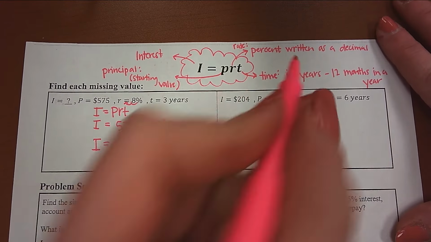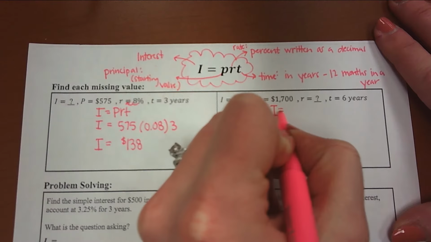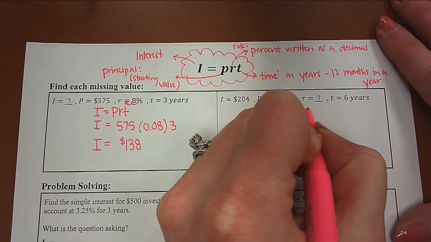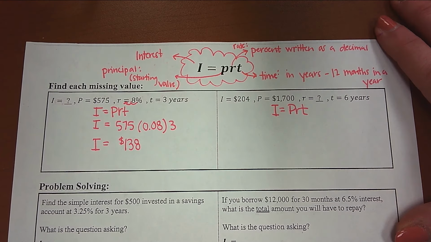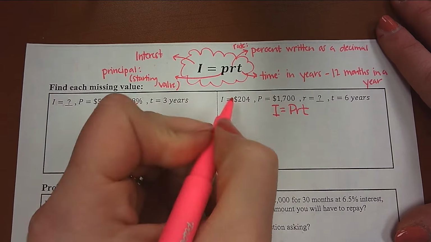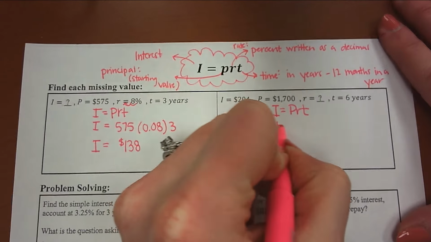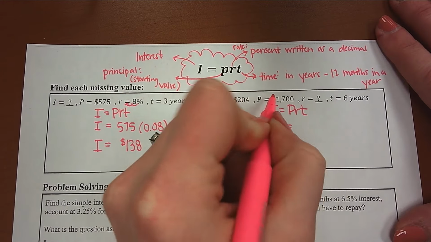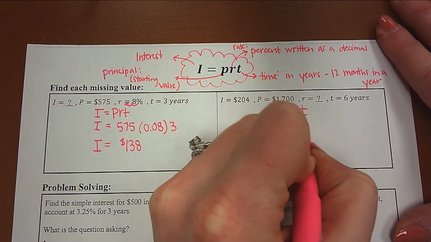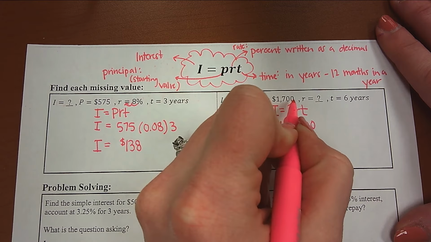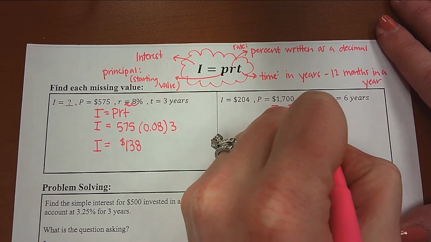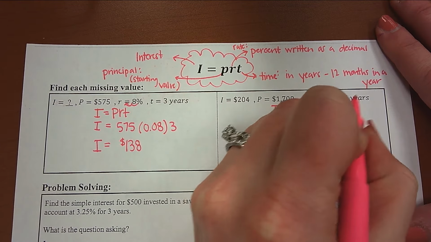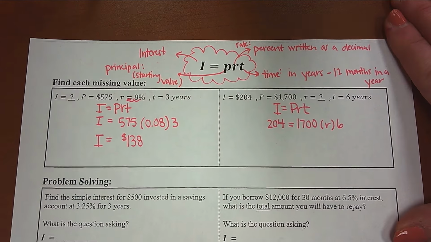This next one's a little bit tougher because as we use our formula I equals PRT, and I do want you to write that each time so that it gets drilled in your head. You will have to know that formula for tests and quizzes. Our interest is $204. That's equal to our principal of $1,700 times our rate, which we don't know, times our time in years, which is 6 years.